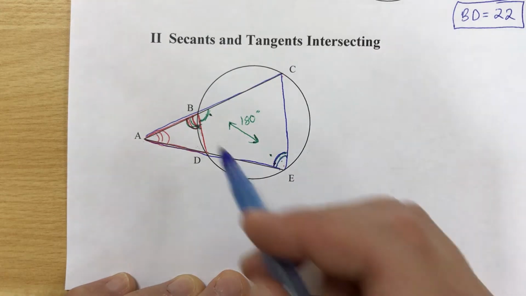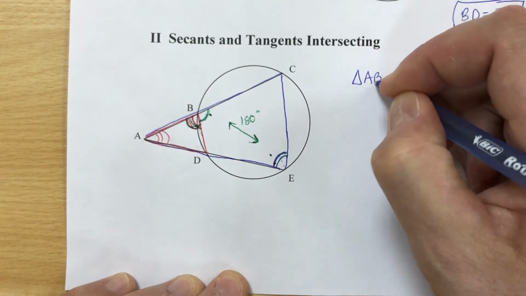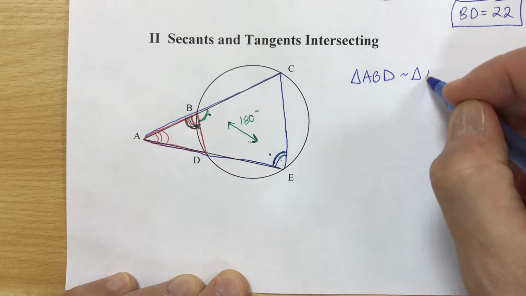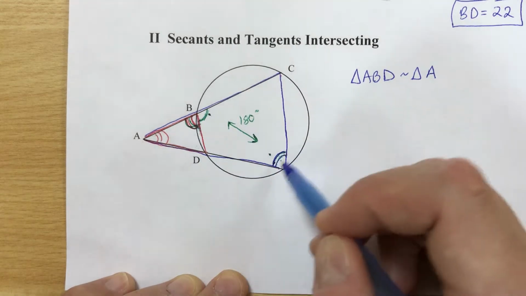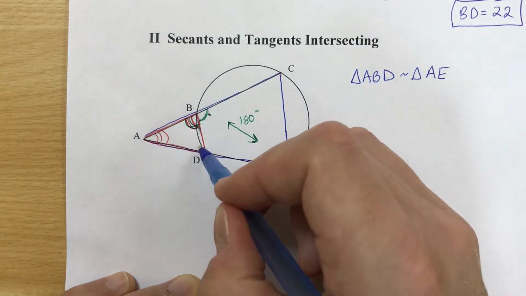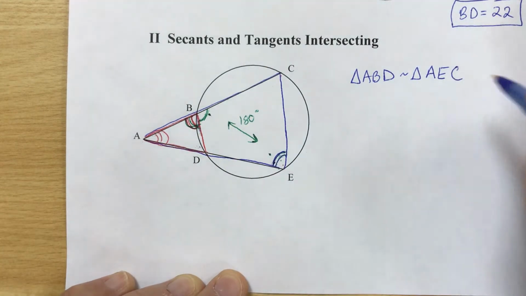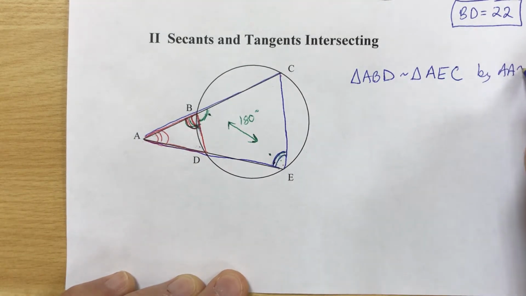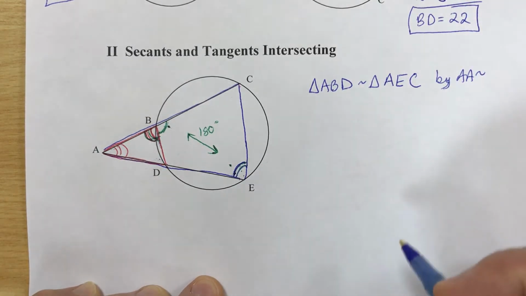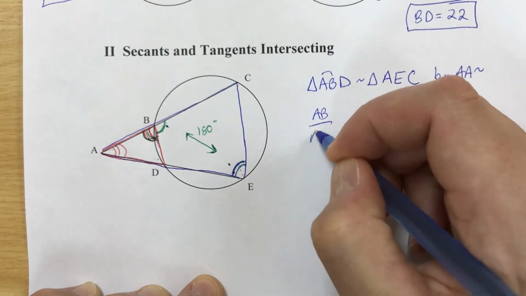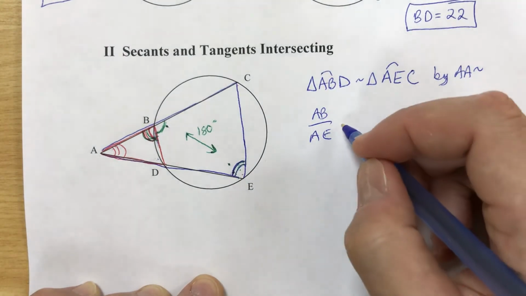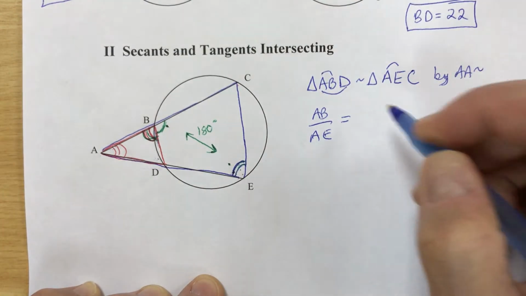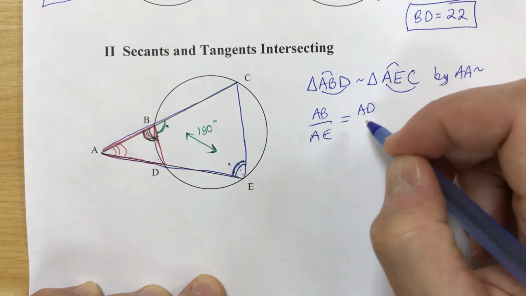Okay, so again, we can write this down. We can say triangle ABD, that's the small one, is similar to triangle A corresponds to itself. Now this angle B corresponds to E, and then angle D, the missing angle, corresponds to the missing angle C. What that means, if the triangles are similar by angle-angle similarity, then the sides must be proportional. AB matches up to AE. Their ratio must be equal to the ratio of AD to AC.